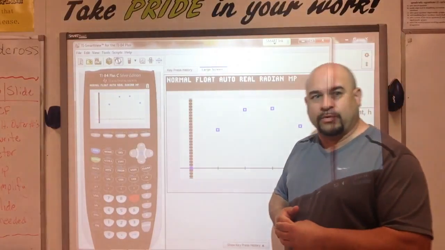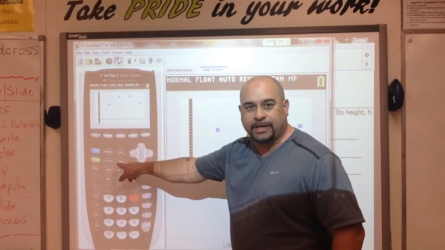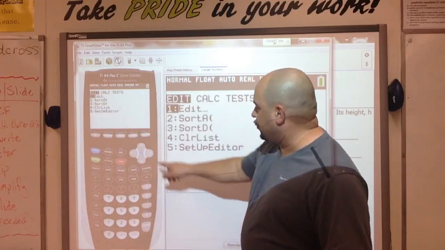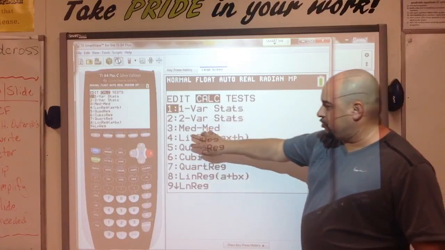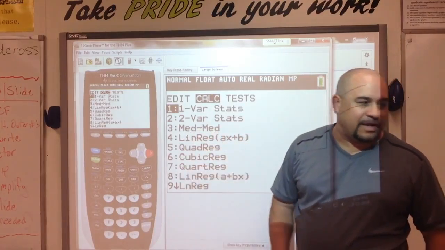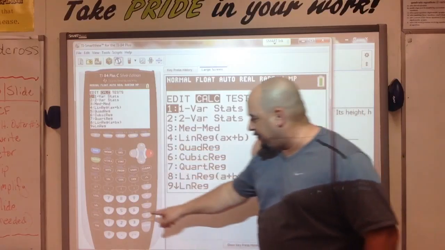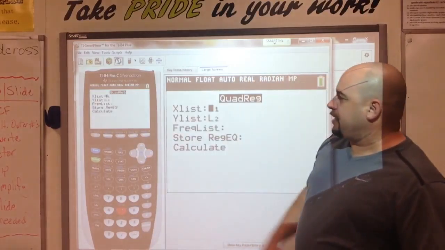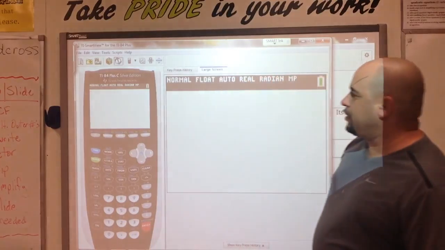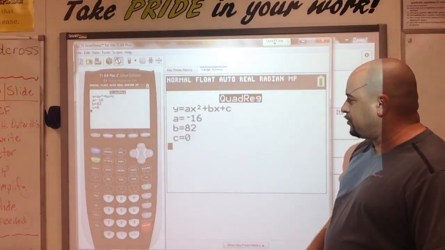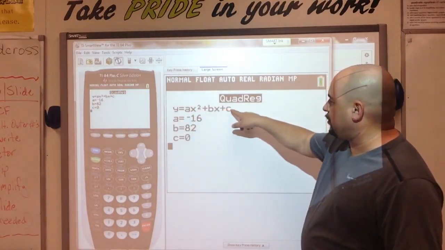Now that we know that, we're going to calculate it. So we're going to hit stat, which is right here, and then go over to the right to calculate. Our two choices are 4 and 5. We have linear and we have quadratic. So we're going to pick number 5 for quadratic regression. And then in my calculator, I'm going to hit enter 5 times, or enough until it gives me the equation. So hopefully you can see it. It's right here. There's your quadratic equation.